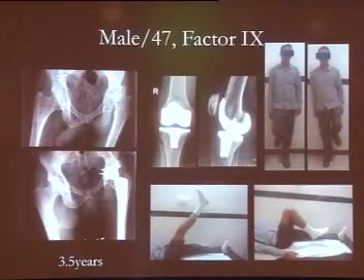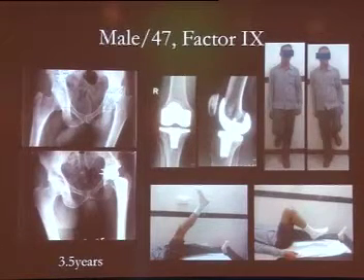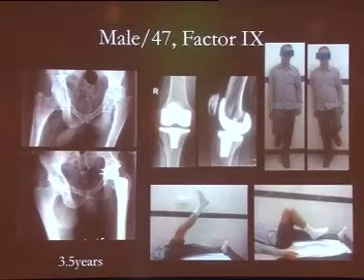Here is a 47-year-old male, factor 9 deficiency, with left hip arthritis, and we had to put bone graft here to restore the center of rotation, bringing it down and out. Still, we accepted that amount of shortening. The right knee was involved, and hence right knee replacement was done, and that was the end result of the function at the end of 3.5 years for this patient.